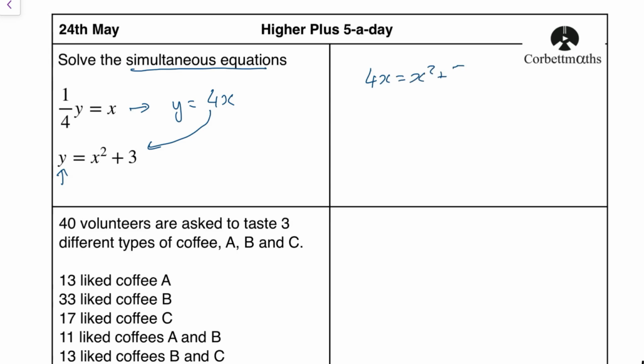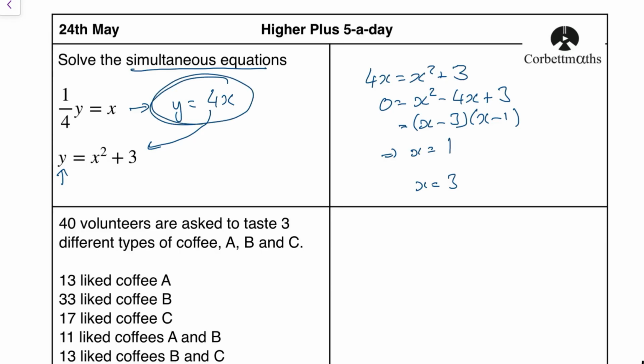In other words, I'm going to switch this y for 4x, which tells me that 4x is equal to x squared plus 3. I can solve that: move the 4x to the other side, so x squared minus 4x plus 3. What multiplies to make 3? It's going to be 3 and 1, but because this is a negative, it's going to be x minus 3, x minus 1. That means that x is equal to 1 or x is equal to 3.